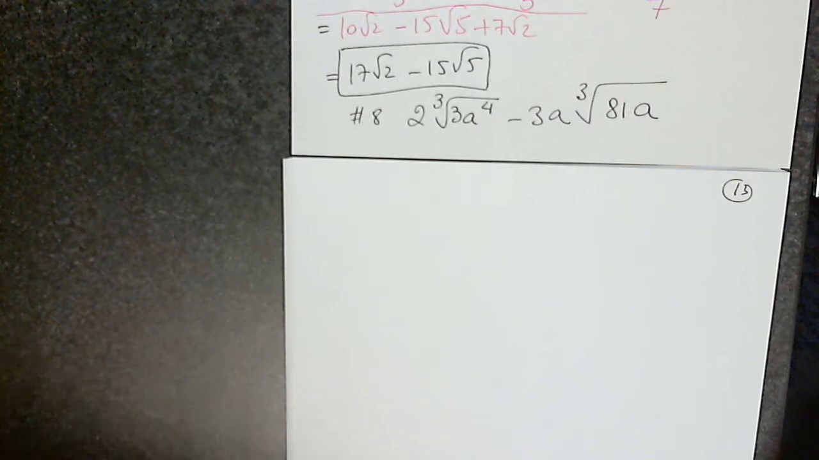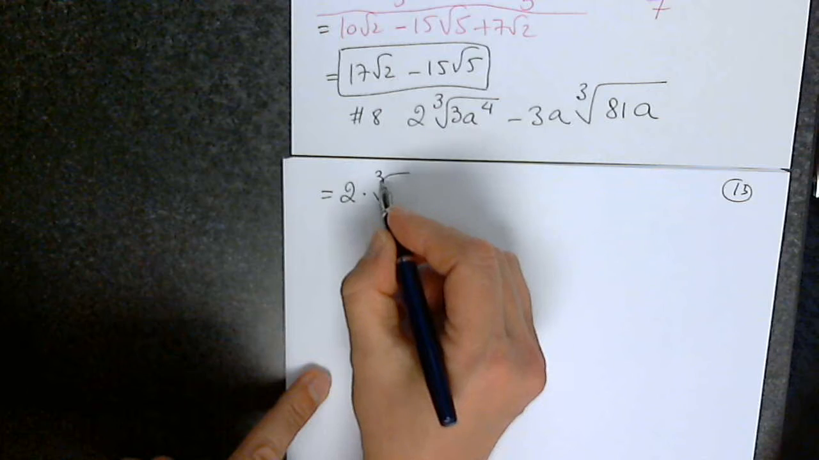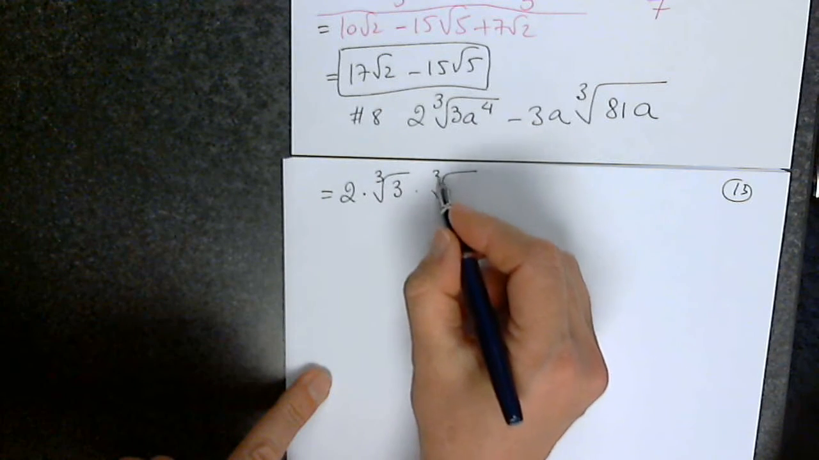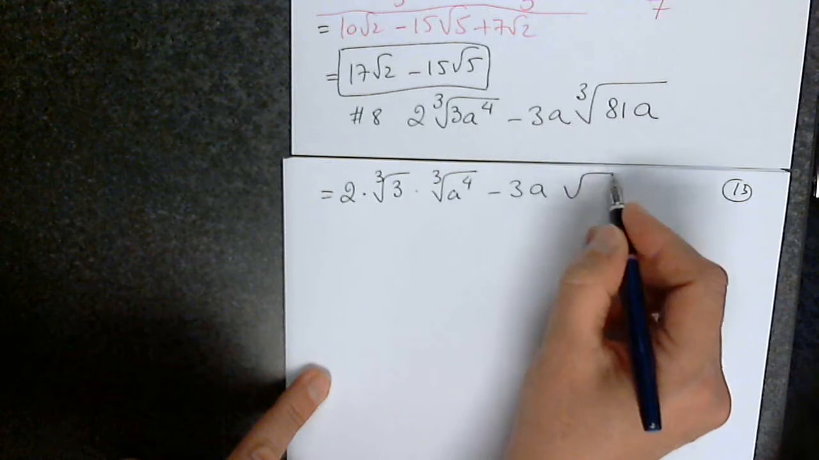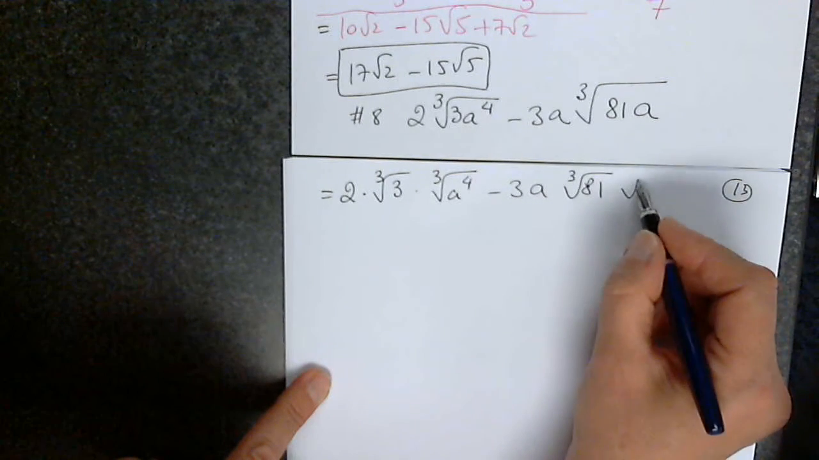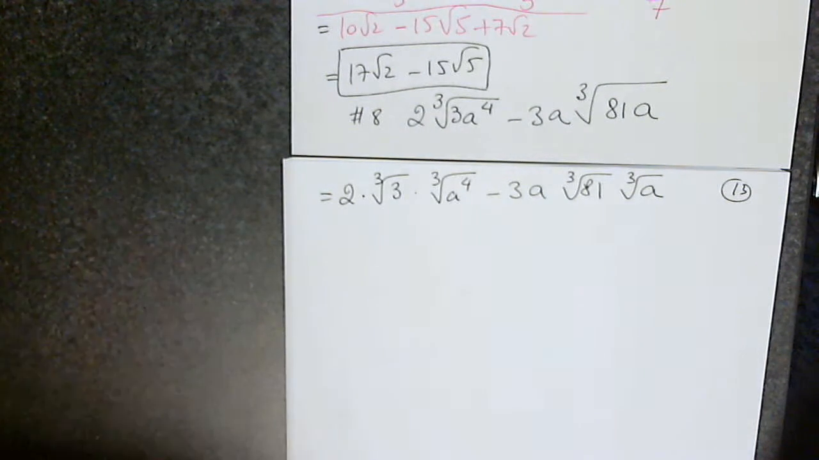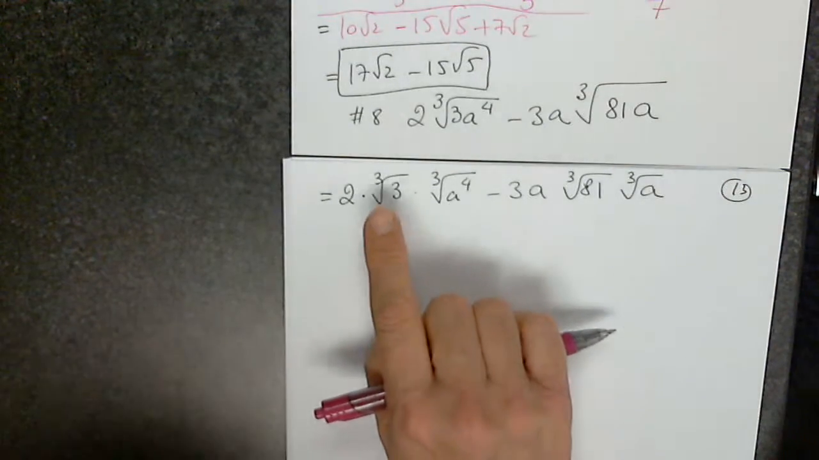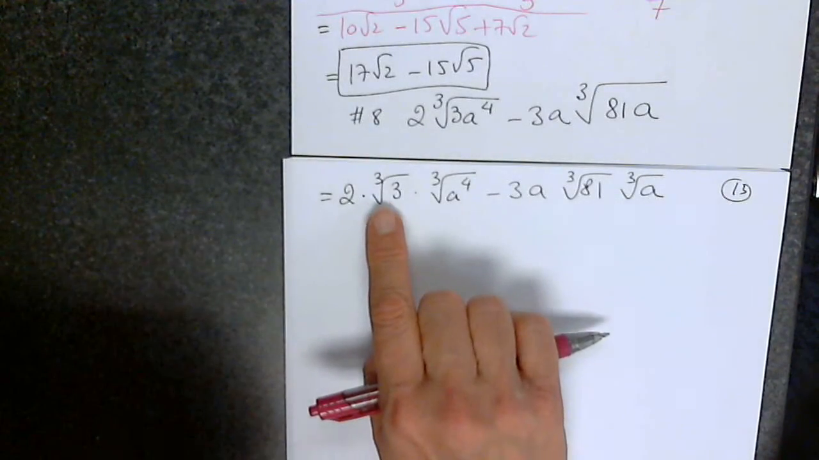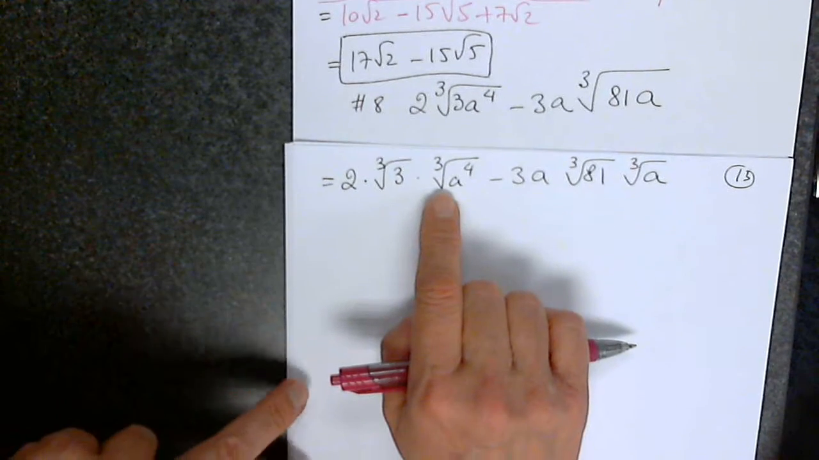Okay, I will split it first into the cube root of 3 and the cube root of a to the 4th minus 3a, the cube root of 81, and the cube root of a. A lot of work. At least one radical, I should say one radical in both needs work. Can I do anything to the cube root of 3? No. Can I do anything to the cube root of a to the 4th?